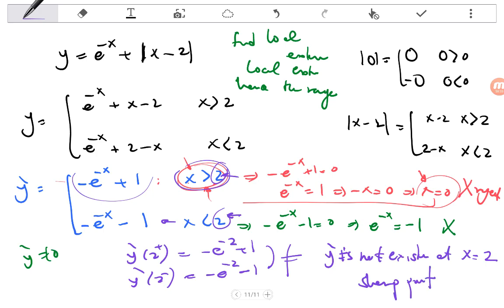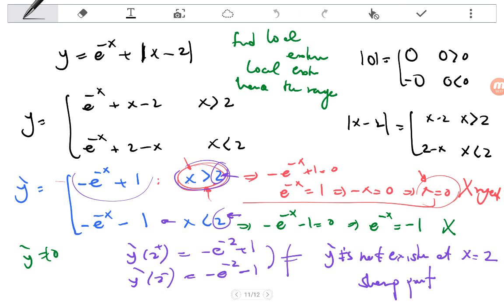Is this a critical point? Yes, it is a critical point. Okay? So how do we study the derivative? We just put the critical points. So we have here 2. Is 2 in the domain of the function? Yes, the domain of this function is R.